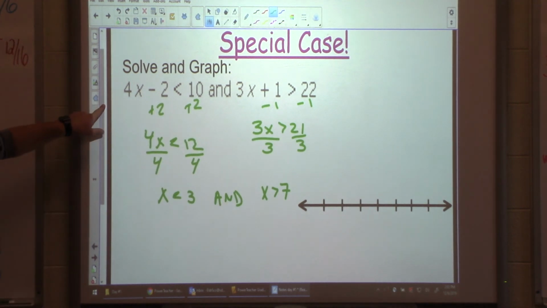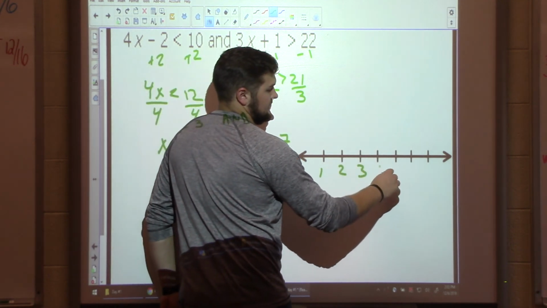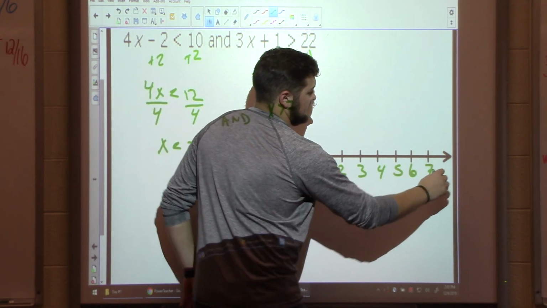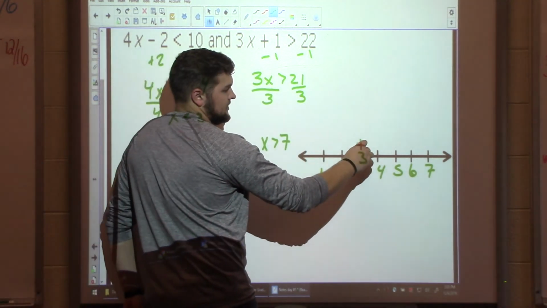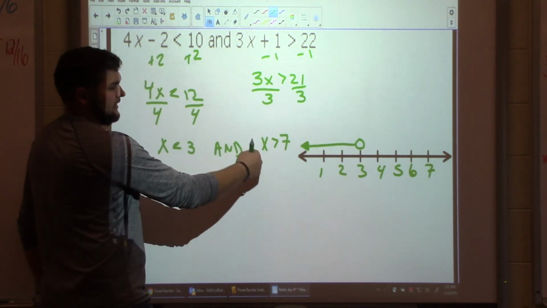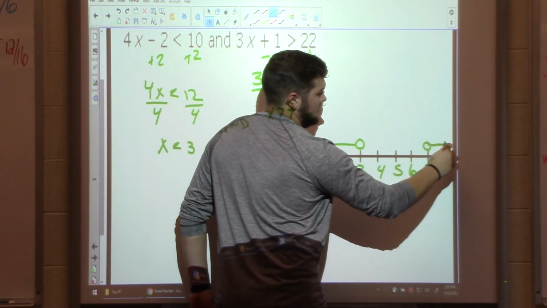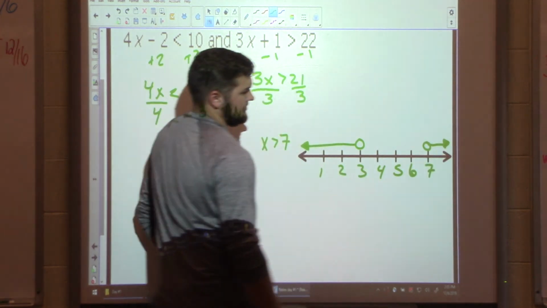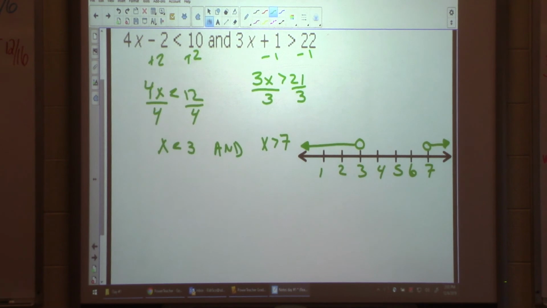Well, let's look for a second. Let's put this on the graph. So 1, 2, 3, 4, 5, 6, 7. Alright, so x is less than 3, so I'm putting an open circle at 3, and I'm going to the left, because it's less than. And x is greater than 7. Open circle at 7, going to the right, because it's greater than. That graph looks weird. It doesn't look like an AND graph. Looks like a special case.